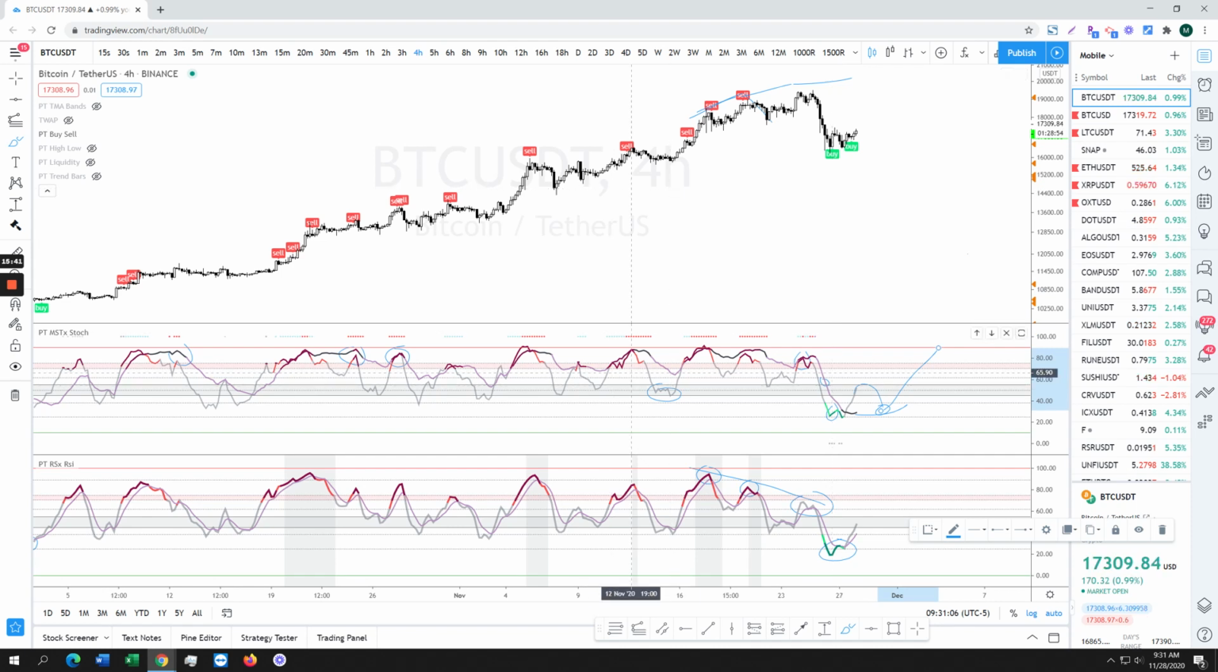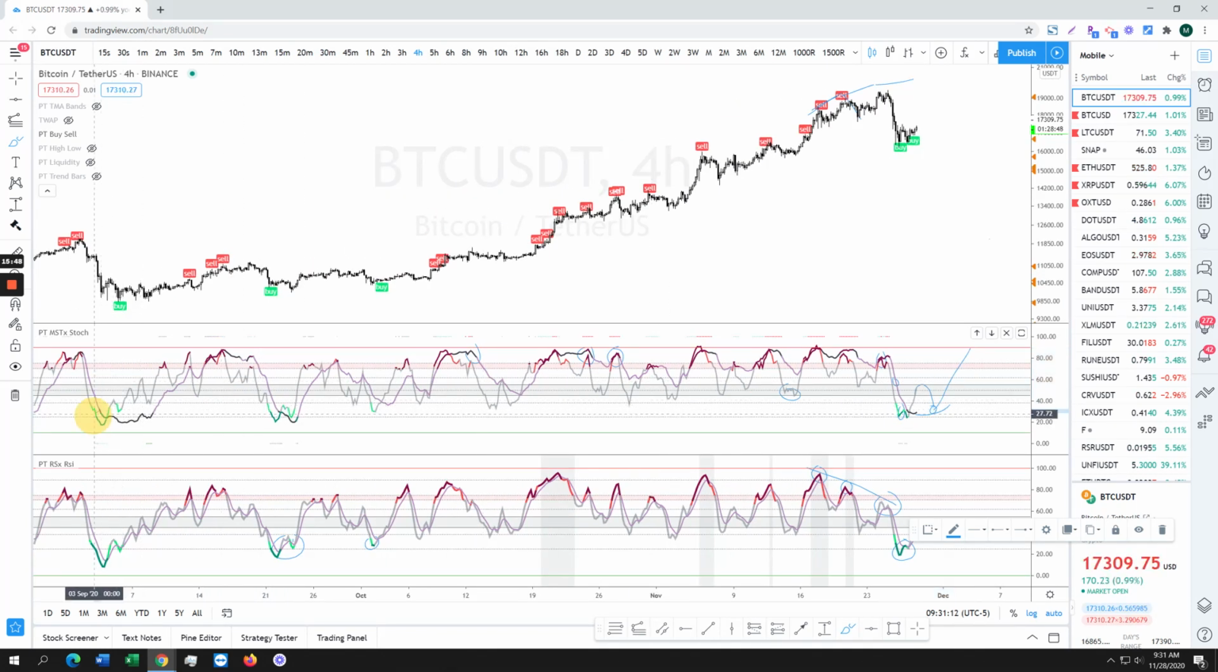So the signal line, which is the pink one, and the regular gray one is the Stoke, will give you your over unders. Basically, dark green, black, buy you long.